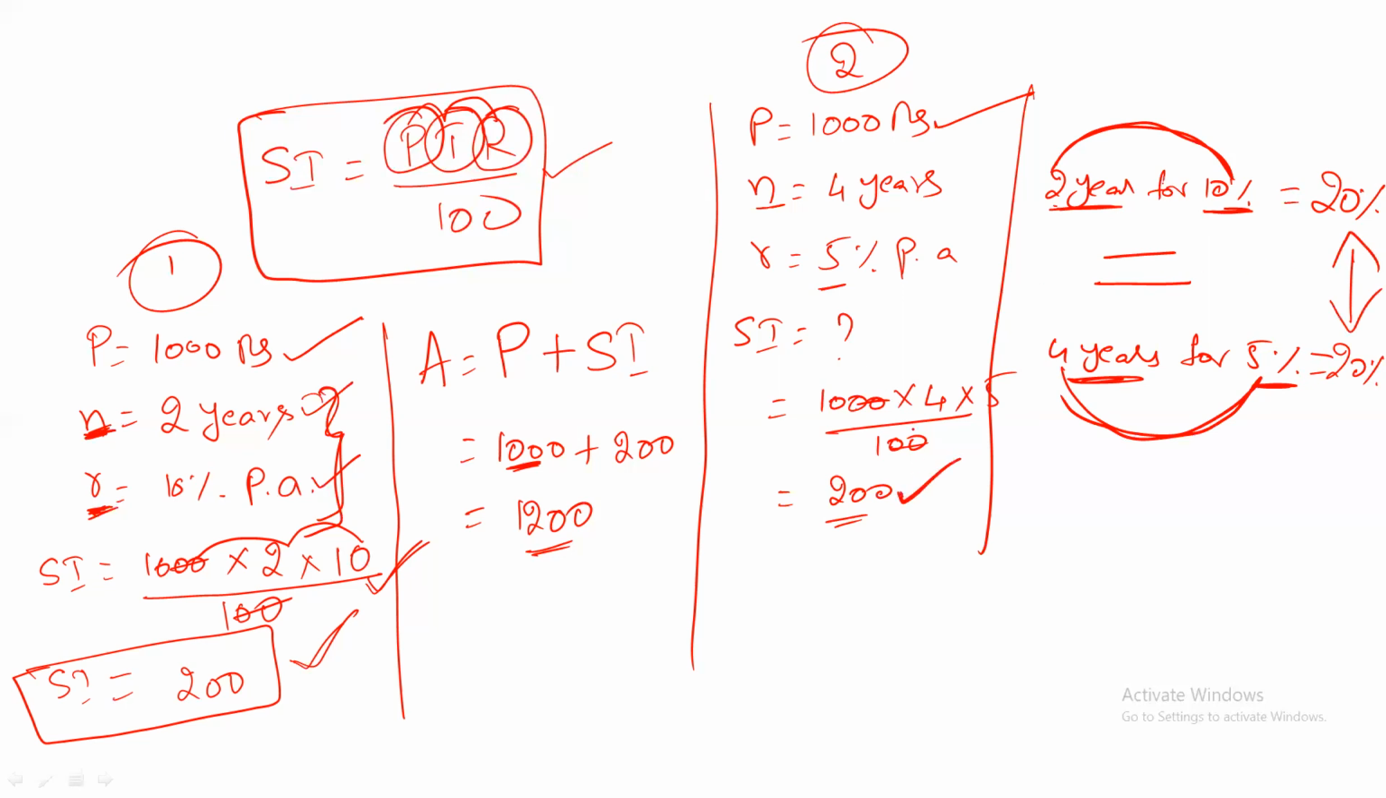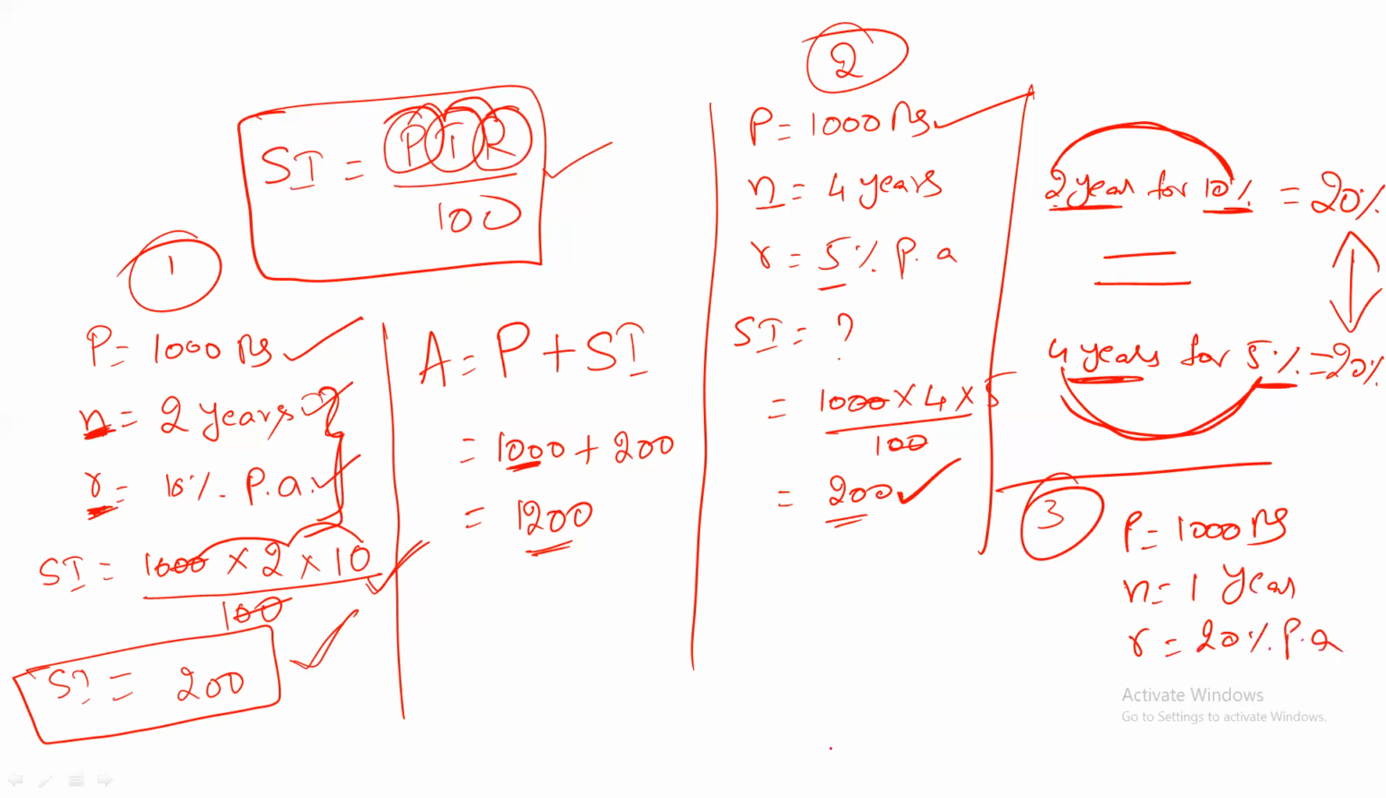Now, very simple. Even if I change the question, like the third case: the principal amount I am taking from my friend is 1,000 rupees, the number of years is 1 year, and the rate of interest is 20% per annum. Now, what will the simple interest be?